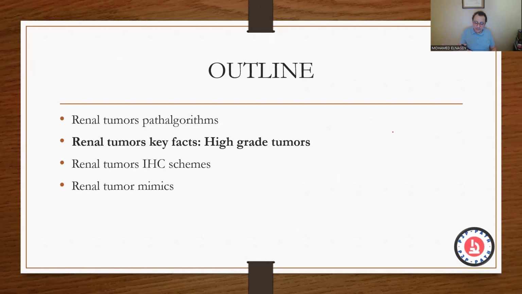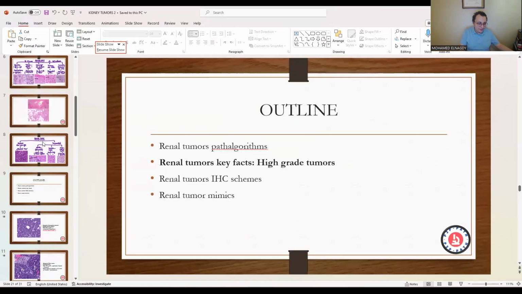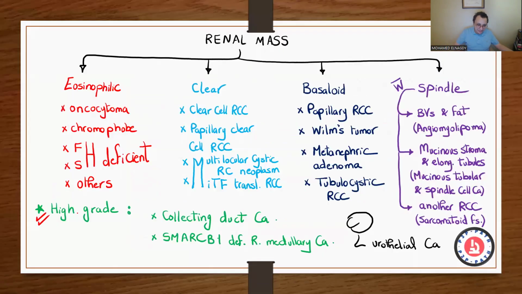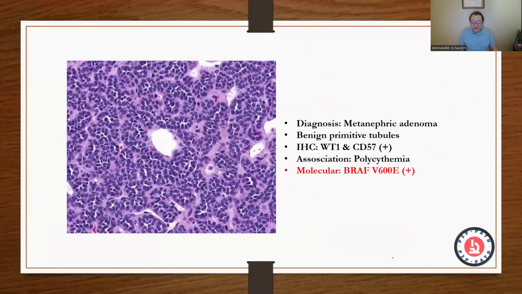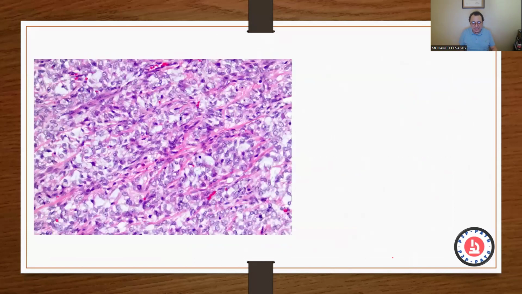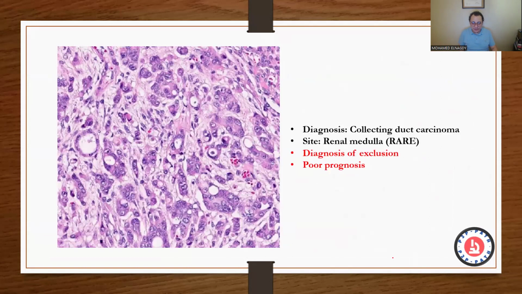This is the very last one from the algorithm. I will let you remember these. See, they were there. They were these ones, the high-grade tumors. This collecting duct carcinoma and SMARCB1 deficient renal medullary carcinoma. Honestly, I never saw it. But urothelial carcinoma as well is one of the high grades. So make sure you put it in the back of your brain. But honestly, none of these I saw in the questions. I didn't see them that much. So memorizing them is not a very big deal.